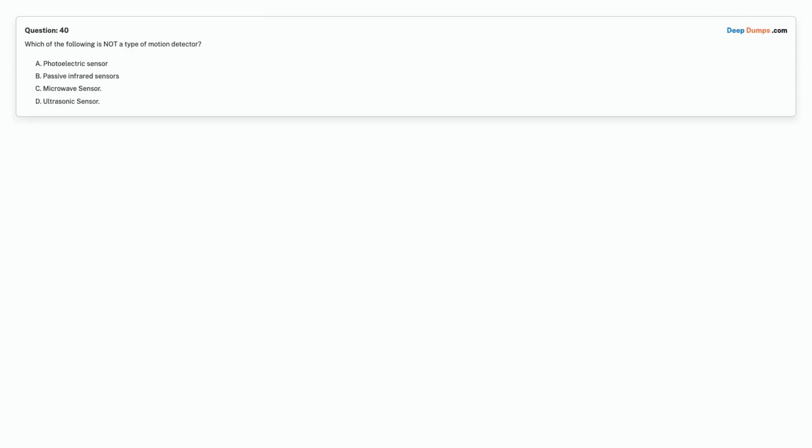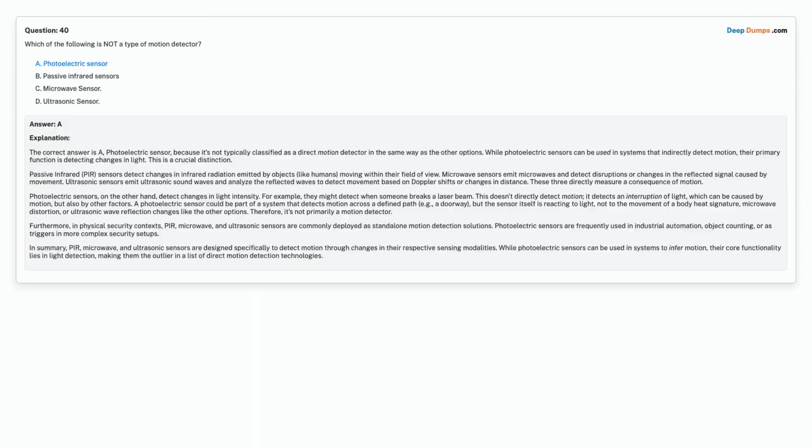Question 40. Which of the following is not a type of motion detector? Option A. Photoelectric sensor. Option B. Passive infrared sensors. Option C. Microwave sensor. Option D. Ultrasonic sensor. Choose the correct answer. Correct answer is option A. Photoelectric sensor.